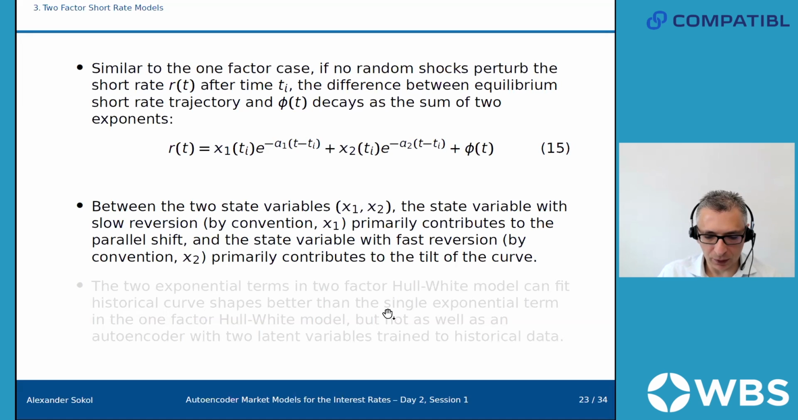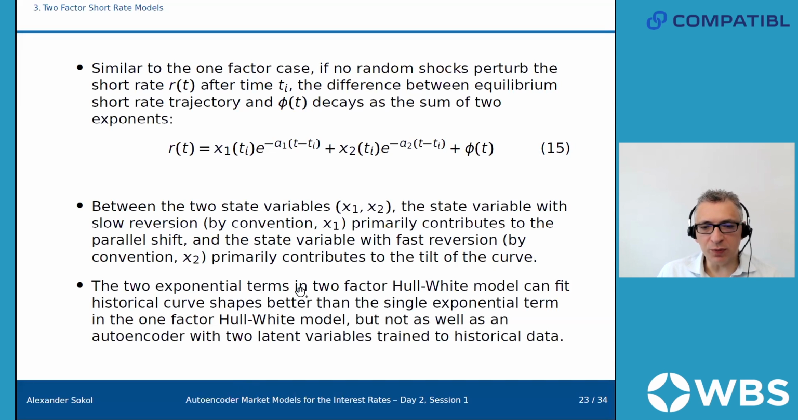that moves the initial rates but not the later rates. Now, the two exponential terms in the two-factor Hull-White model can fit historical curve shapes better than the single exponential term in the one-factor Hull-White model. But of course, not as well as the autoencoder with 2 latent variables trained to historical data, because again, we have more parameters to work with here.